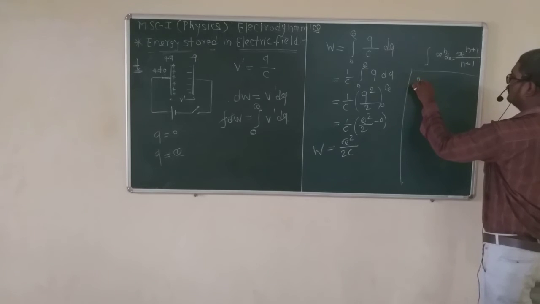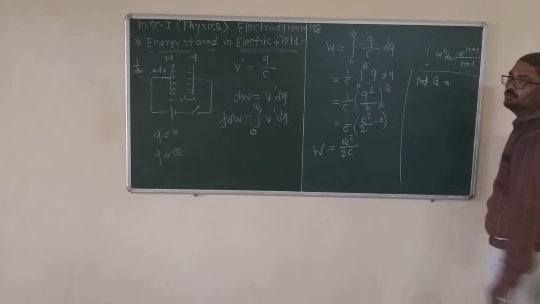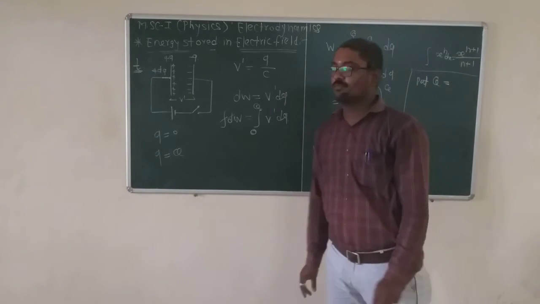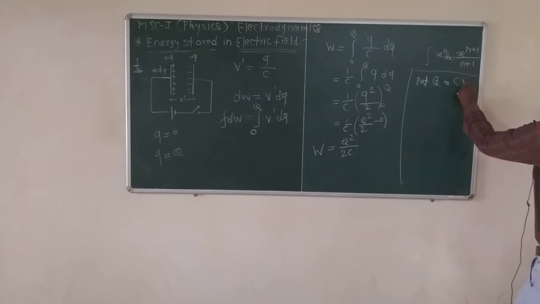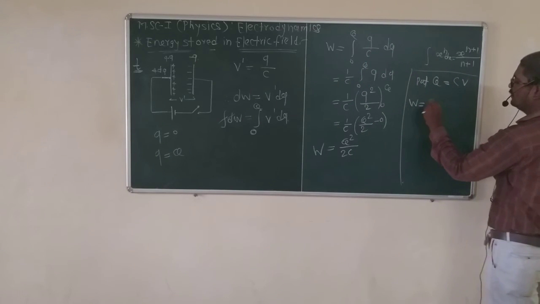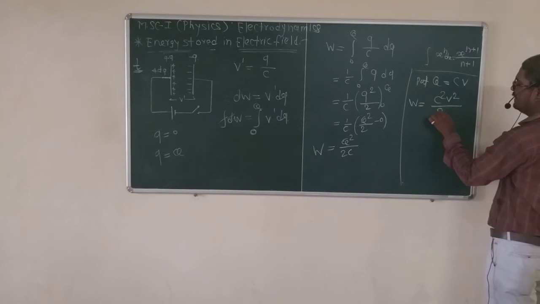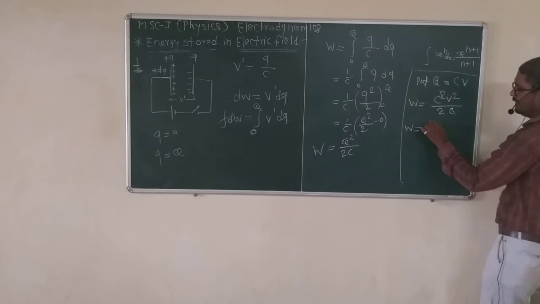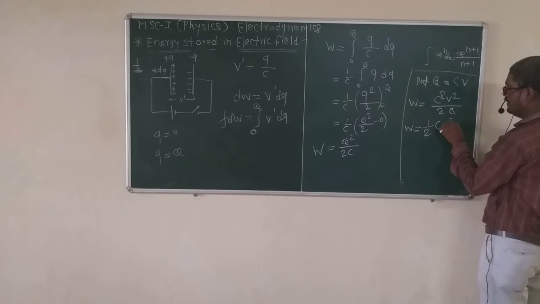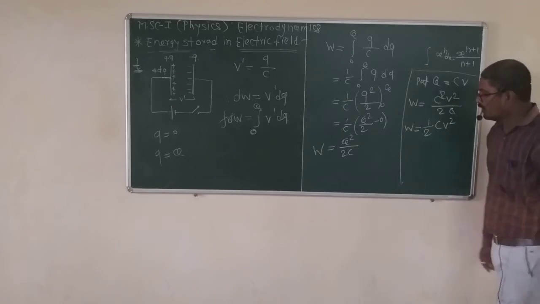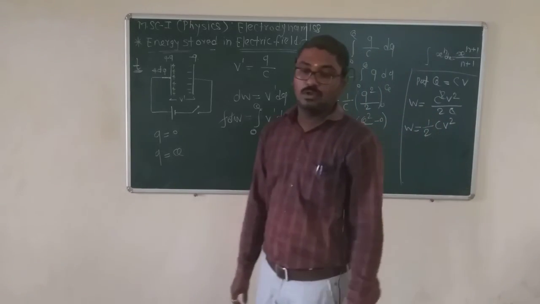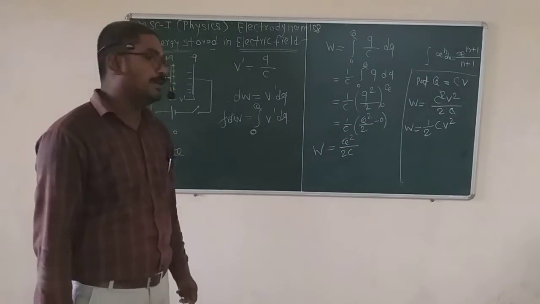But then put Q is equal to CV, and W is equal to C square V square divided by 2C. W is equal to, this gets cancelled, and the remaining is 1 by 2 CV square. That total work done is equal to 1 by 2 CV square.